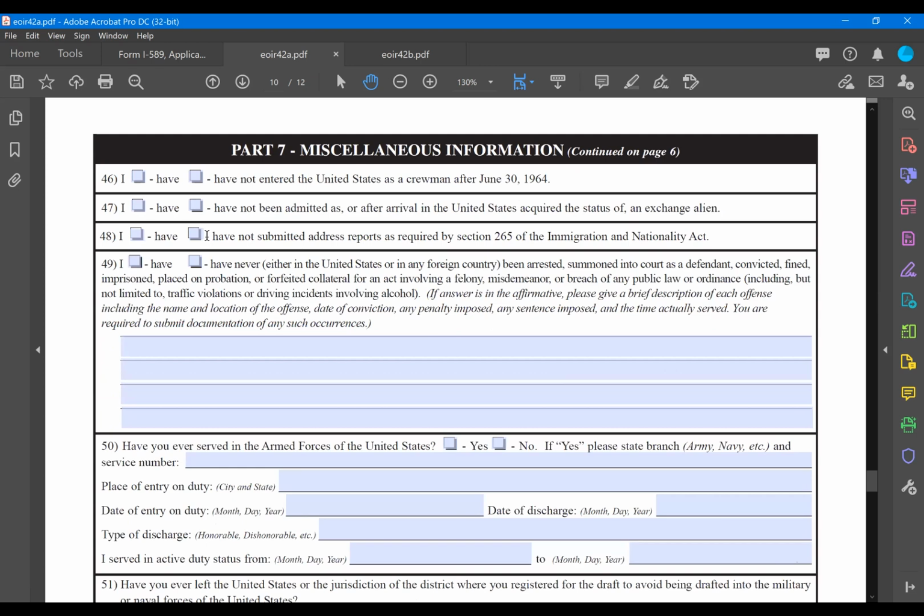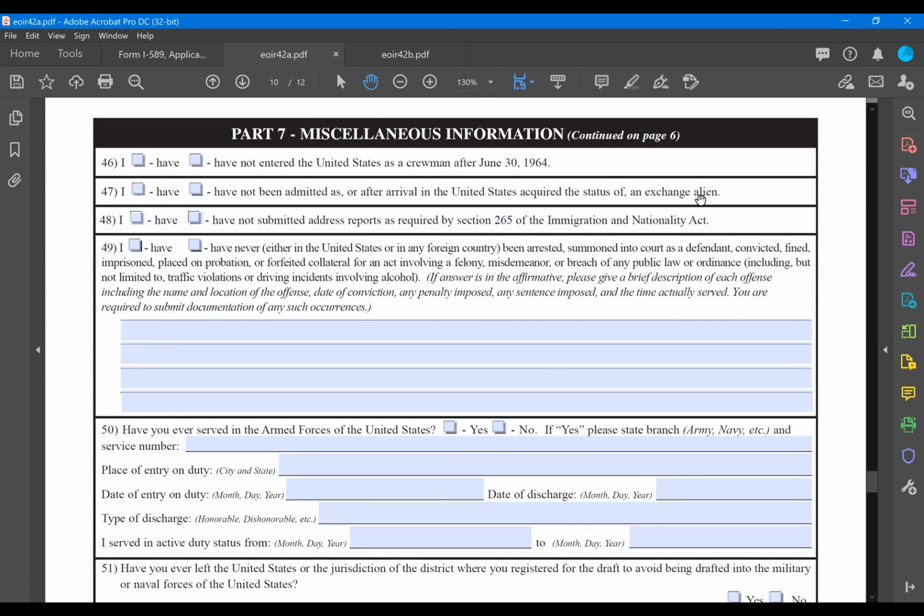Okay, on this page, we're just reading carefully. Entering the United States as a crewman, that's a very specific legal thing. I've never seen it happen with any of my clients.